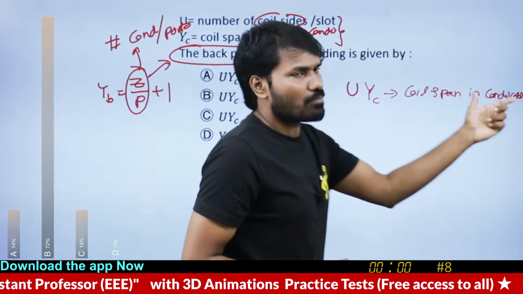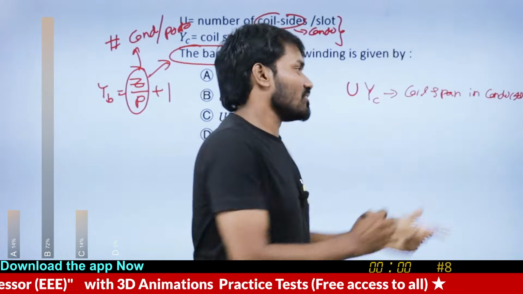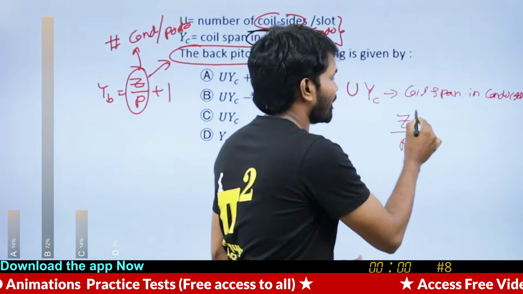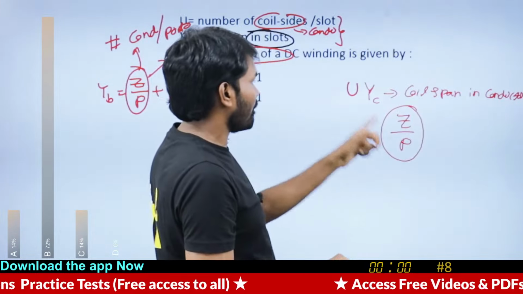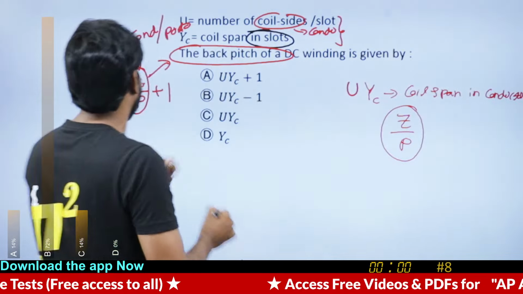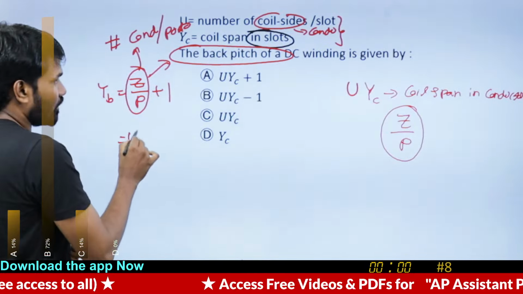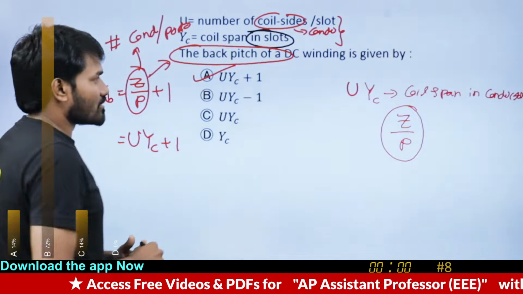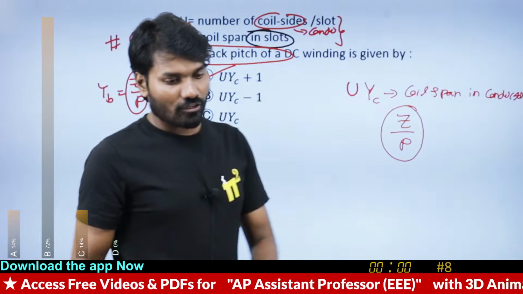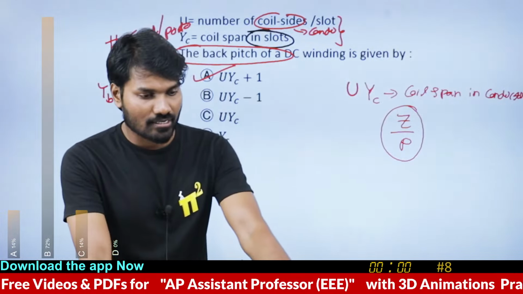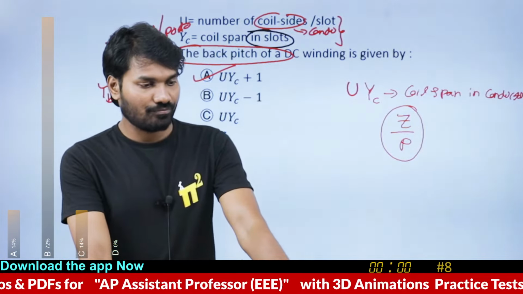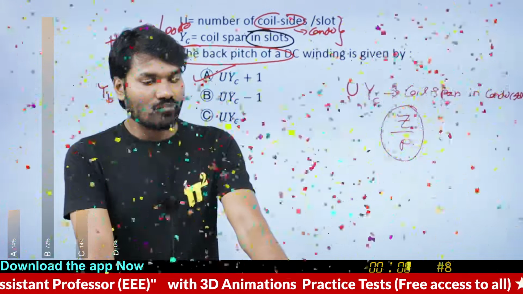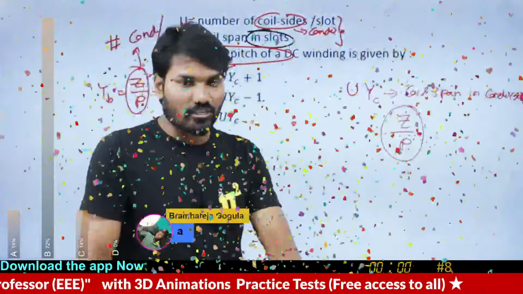What is coil span in terms of conductors means? Same number of conductors per pole in terms of conductors is Z by P. So Z by P is equal to U into YC. So back pitch is equal to U into YC plus 1. Answer is A. None of you answered correctly except Brahmateja. Brahmateja, you answered correctly recently right now. This is for you.